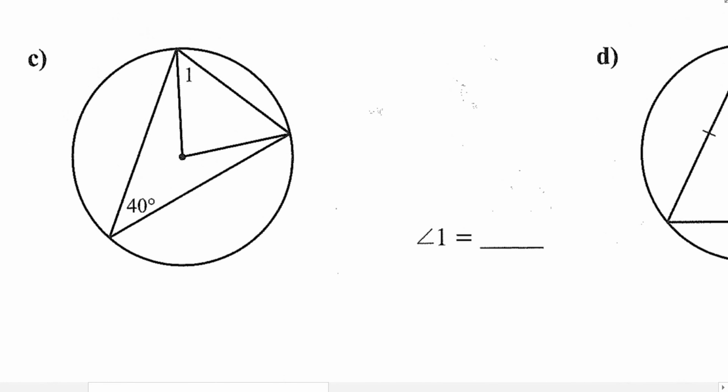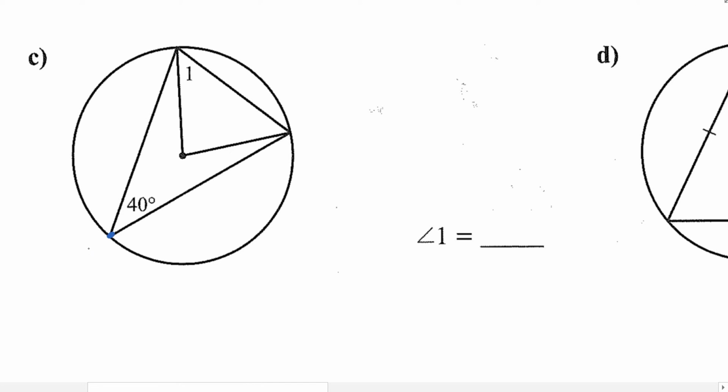Okay, let's move on to letter C here, and this is an inscribed angle, and just like the previous problem, this is the central angle, so this is CA, and both the IA and the CA open to this arc right here, so that means the central angle is going to be double the inscribed angle, so this is going to be 80 degrees.